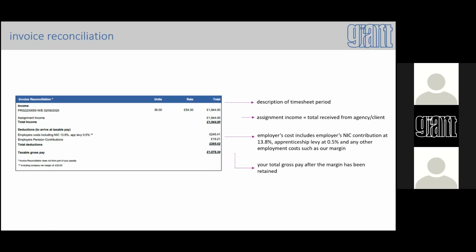Next follows the employer's cost. This includes the employer's national insurance contribution at 13.8%, the apprenticeship levy at 0.5%, and other employment costs. As you see on the invoice reconciliation, the employer's pension contribution is also shown here as it is retained from the assignment income. After the employer's cost is retained, we reach the taxable gross pay. This is the amount subject to PAYE tax and NI.